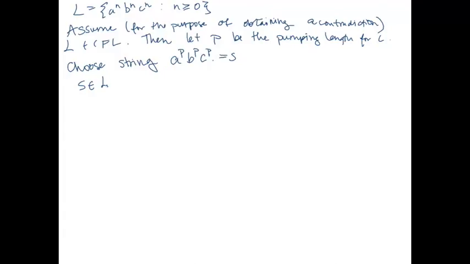We let N equal P, because N can equal P, and then the string is in the language. Next thing we have to check: the length of S is greater than or equal to P. How do we know that that's true? The length of S is equal to 3P, which is definitely greater than or equal to P. So our choice of string is valid. We have chosen a string that's in the language and has length at least as big as P.